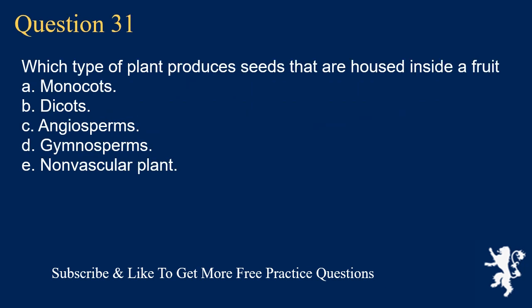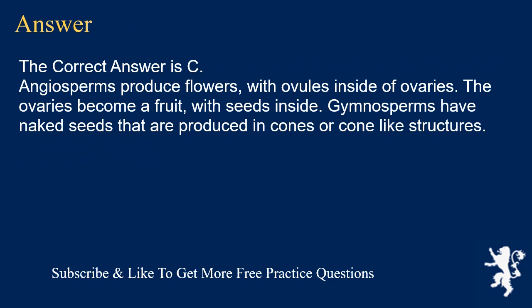Question 31. Which type of plant produces seeds that are housed inside a fruit? A. Monocots. B. Dicots. C. Angiosperms. D. Gymnosperms. E. Non-vascular plant. The correct answer is C. Angiosperms produce flowers, with ovules inside of ovaries. The ovaries become a fruit, with seeds inside. Gymnosperms have naked seeds that are produced in cones or cone-like structures.